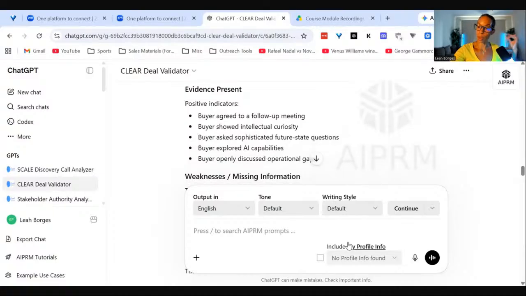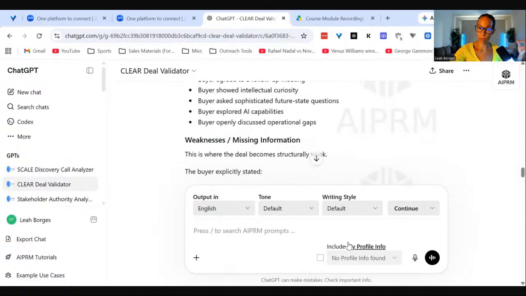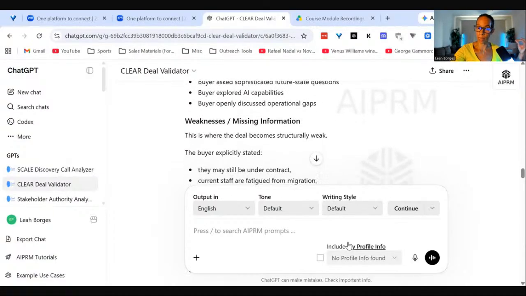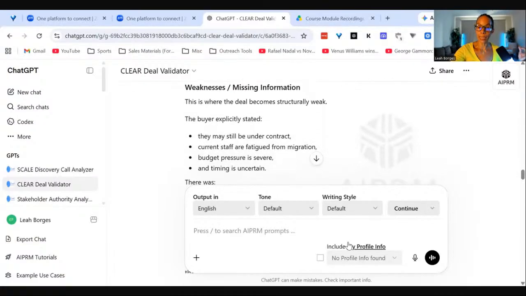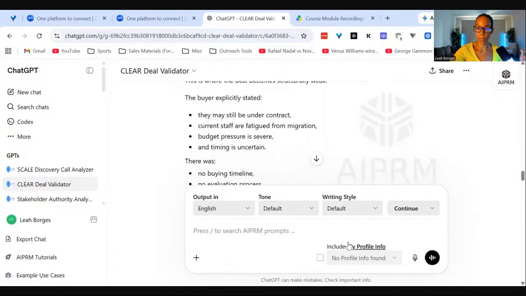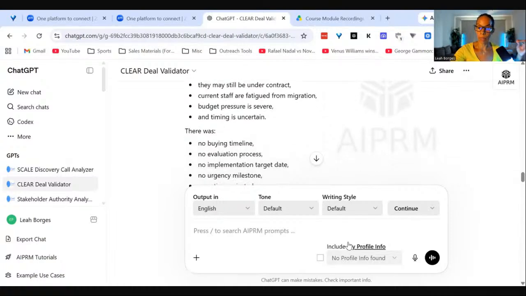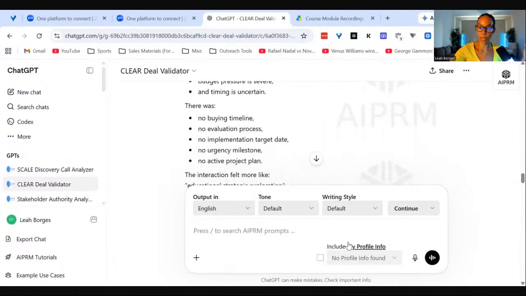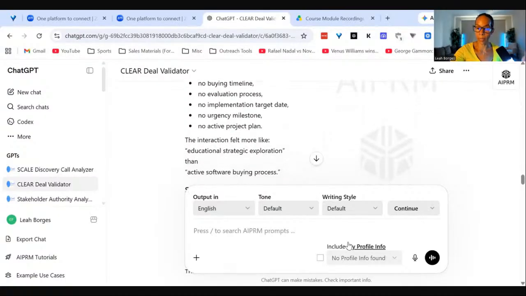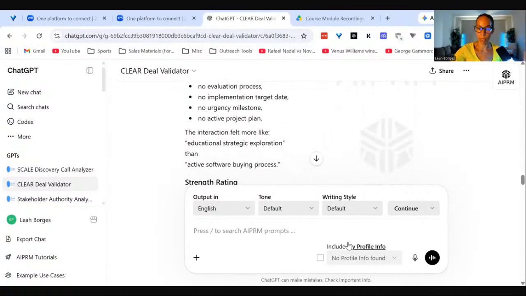Readiness, evidence present. So we got some positive indicators: agree to a follow-up meeting, show curiosity, etc. Weaknesses is where the deal becomes structurally weak, may still be under contract. In fact, they are. Current staff are fatigued, budget pressure, and timing. Okay, so there's no buying timeline that we uncovered in any of these things.